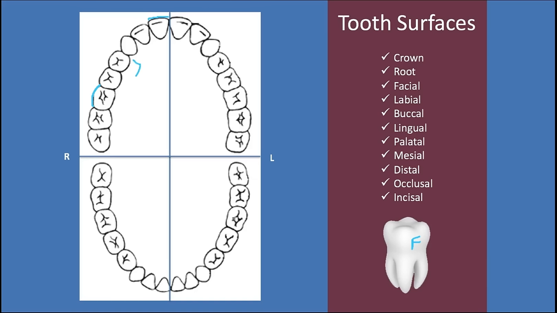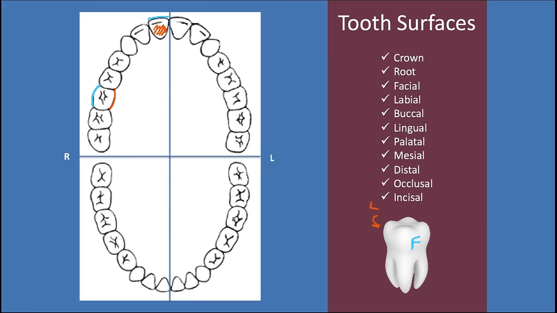If you're talking about the back teeth or the posterior teeth, that includes the premolars and the molars, the facial surface can also be called the buccal surface, which is another name for the cheeks because those surfaces are adjacent to the cheeks. The back surface of the tooth is called the lingual surface. And on the diagram, this would be the lingual surface for this tooth, and this would be the lingual surface for this tooth. Now, this is the surface of the tooth closest to the tongue, hence why it's called lingual. In the upper arch, we can also give this a different name. We can call it the palatal surface because it's adjacent to the palate, which is the roof of the mouth up here.